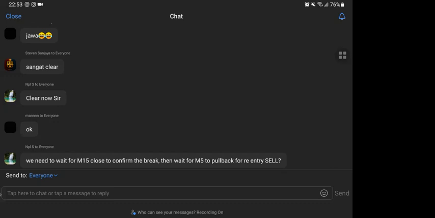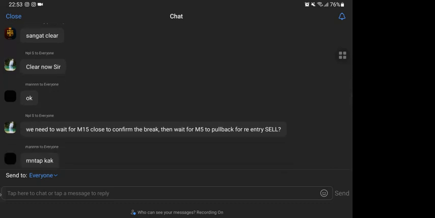Upon the next question, we need to wait for M15 close to confirm the break. Yes. We just need the M15 to close and then we wait for the pullback and ready at the M5 key level. Just like that. We wait at the M5 key level and then just repeat the same thing. After we entry, we expecting the M15 to be broken. The same thing over.